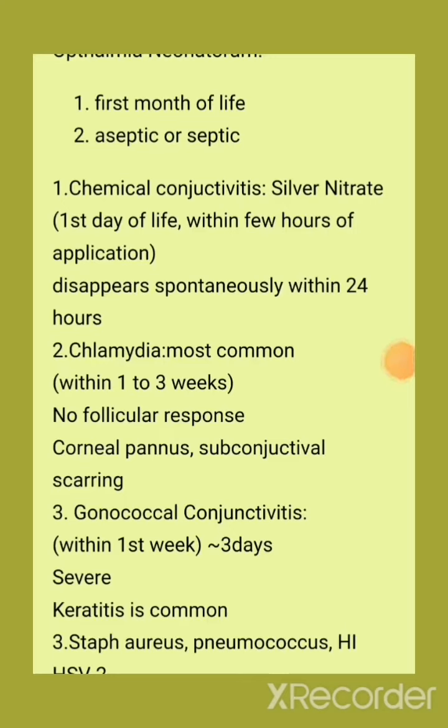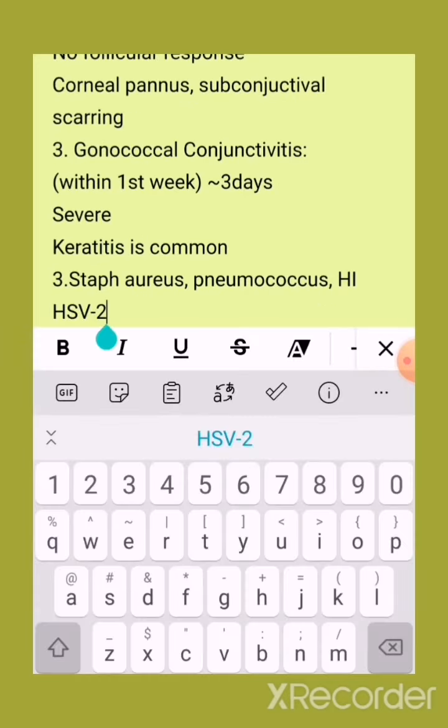Let's talk about Ophthalmia Neonatorum, also known as neonatal conjunctivitis. Neonatal conjunctivitis is defined as conjunctivitis which has its onset within the first month of life. So, if the signs and symptoms of conjunctivitis develop in a child after the first month of life, that conjunctivitis can no longer be considered neonatal conjunctivitis simply because the child is no longer a neonate, so it's not ophthalmia neonatorum.